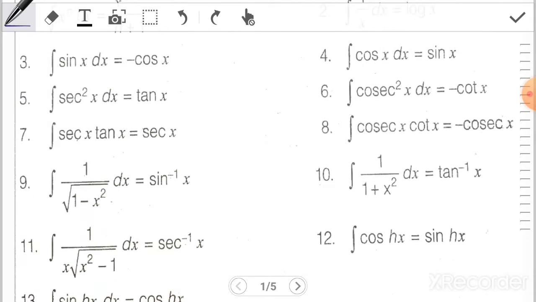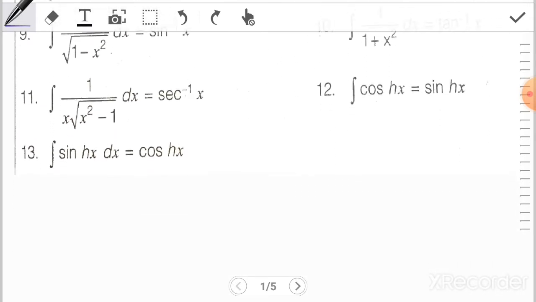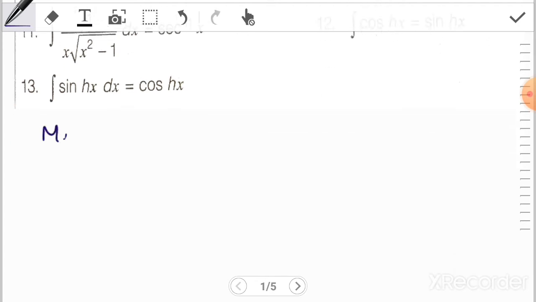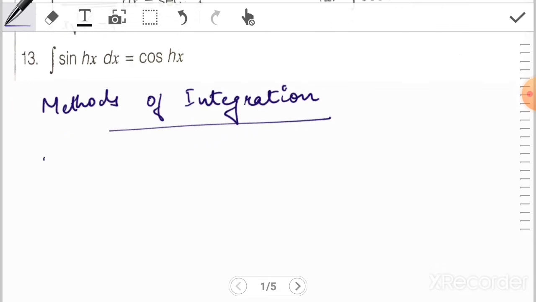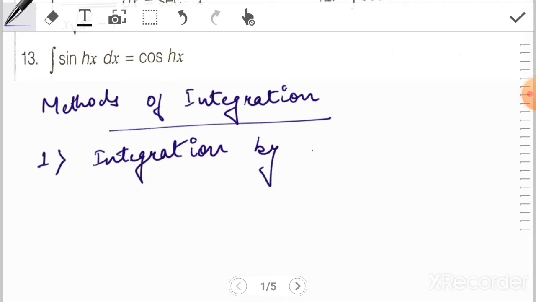Okay, so next is methods of integration. There are various methods of integration by which we can reduce the given integral to one of the known standard integrals, right? So first is integration by substitution.